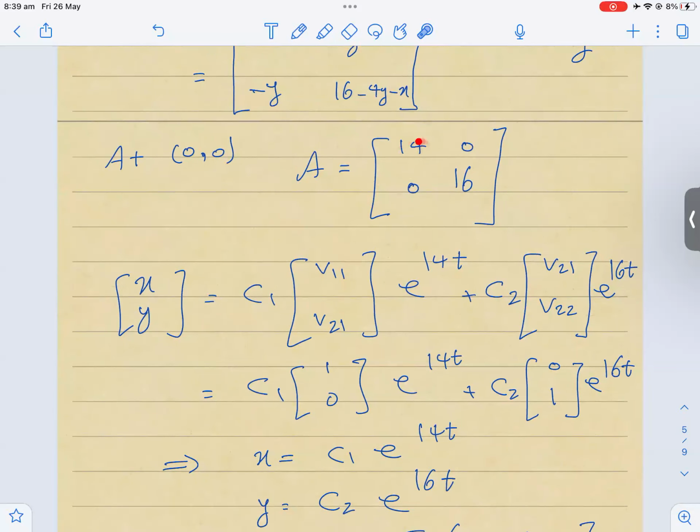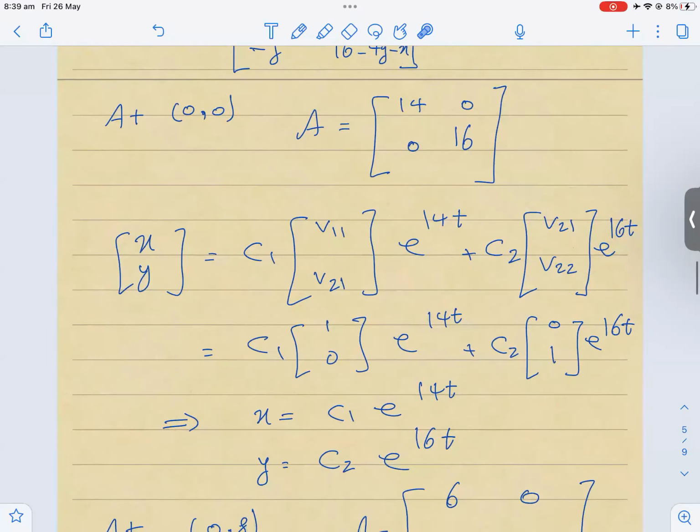So since we have eigenvalues 14 and 16, (x, y) equals C1 times the eigenvector corresponding to 14, e to the 14t, plus C2 times the eigenvector for e to the 16t, as written here. The corresponding eigenvectors are (1, 0) and (0, 1). So x equals C1 e to the 14t and y equals C2 e to the 16t.